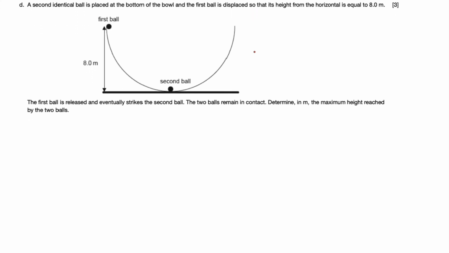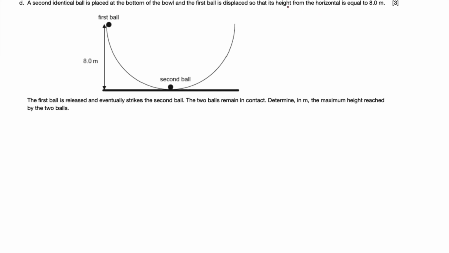A second identical ball is placed at the bottom of the bowl, and the first ball is displaced so that its height from the horizontal is equal to 8.0 meter. The first ball is released and eventually strikes the second ball. The two balls remain in contact. Determine in meters the maximum height reached by the two balls. Sorry.